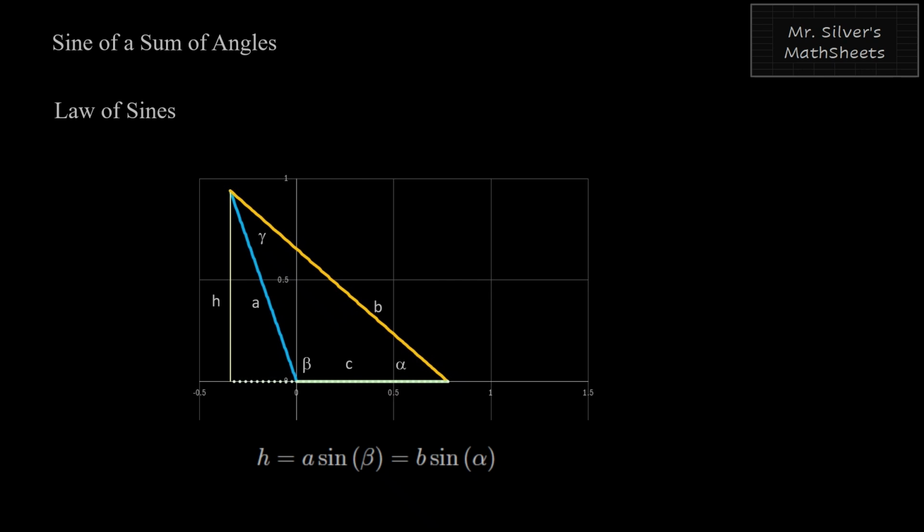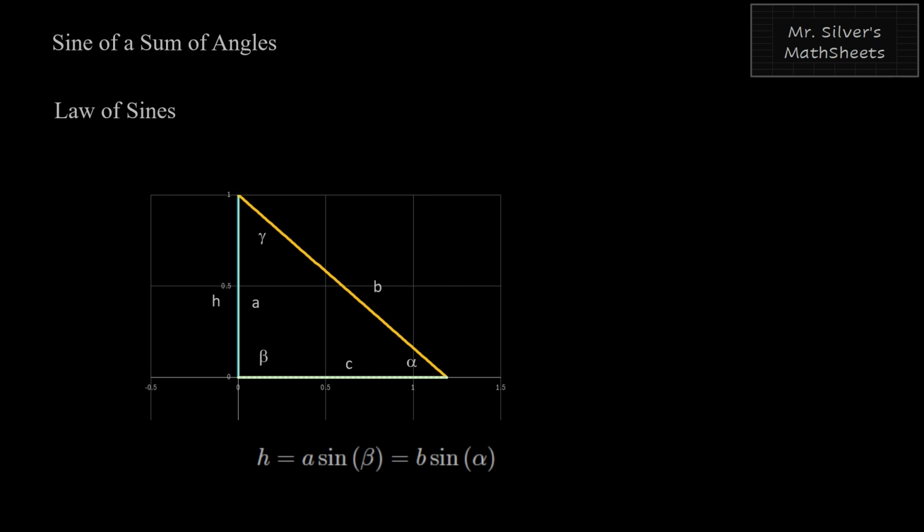It doesn't matter if beta is acute or obtuse. The theorem still applies. That's because sine of beta is the same as sine of pi minus beta. We'll still get the rule that H can be computed 2 different ways. Now it works for right angles as well. In this case, with a right angle, H and A are the same. Sine of beta is 1.